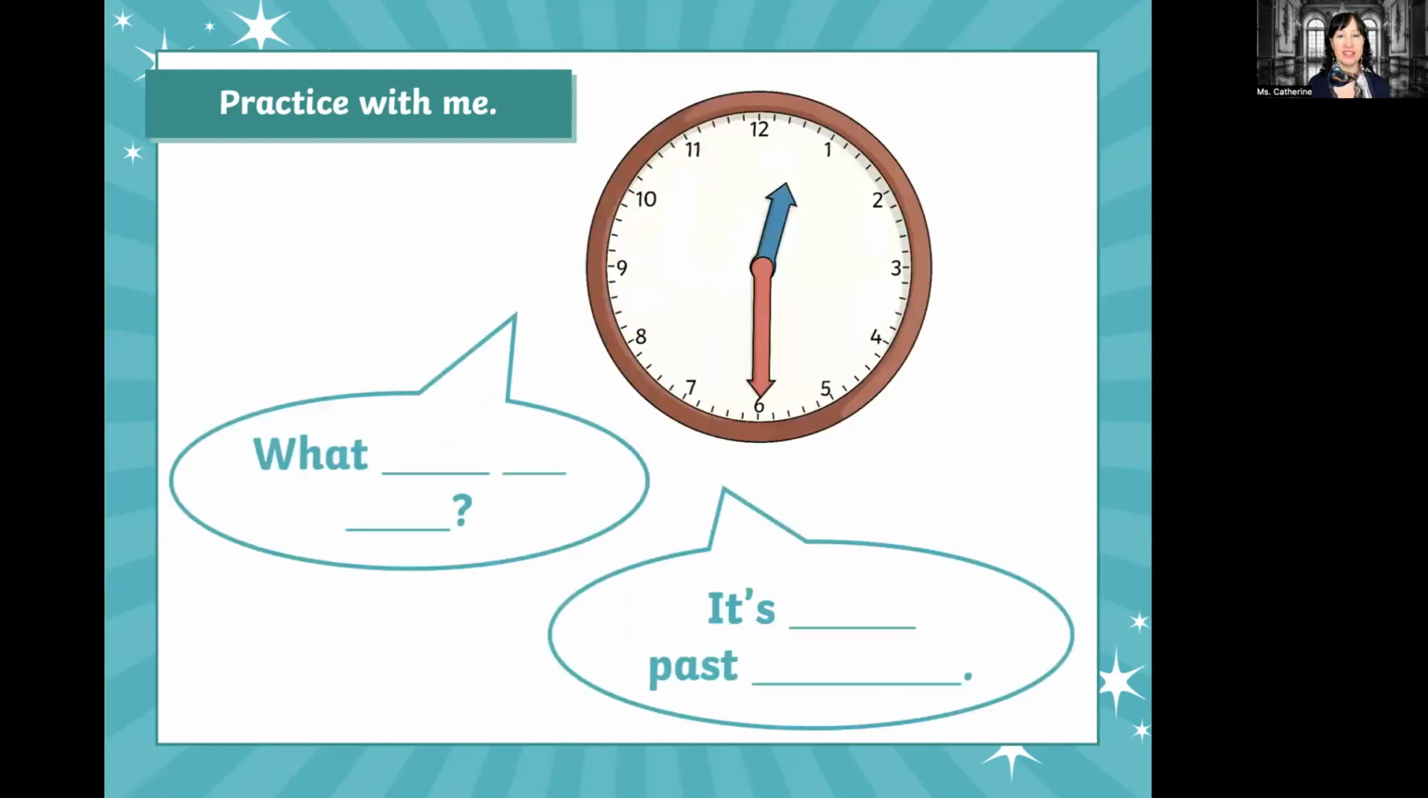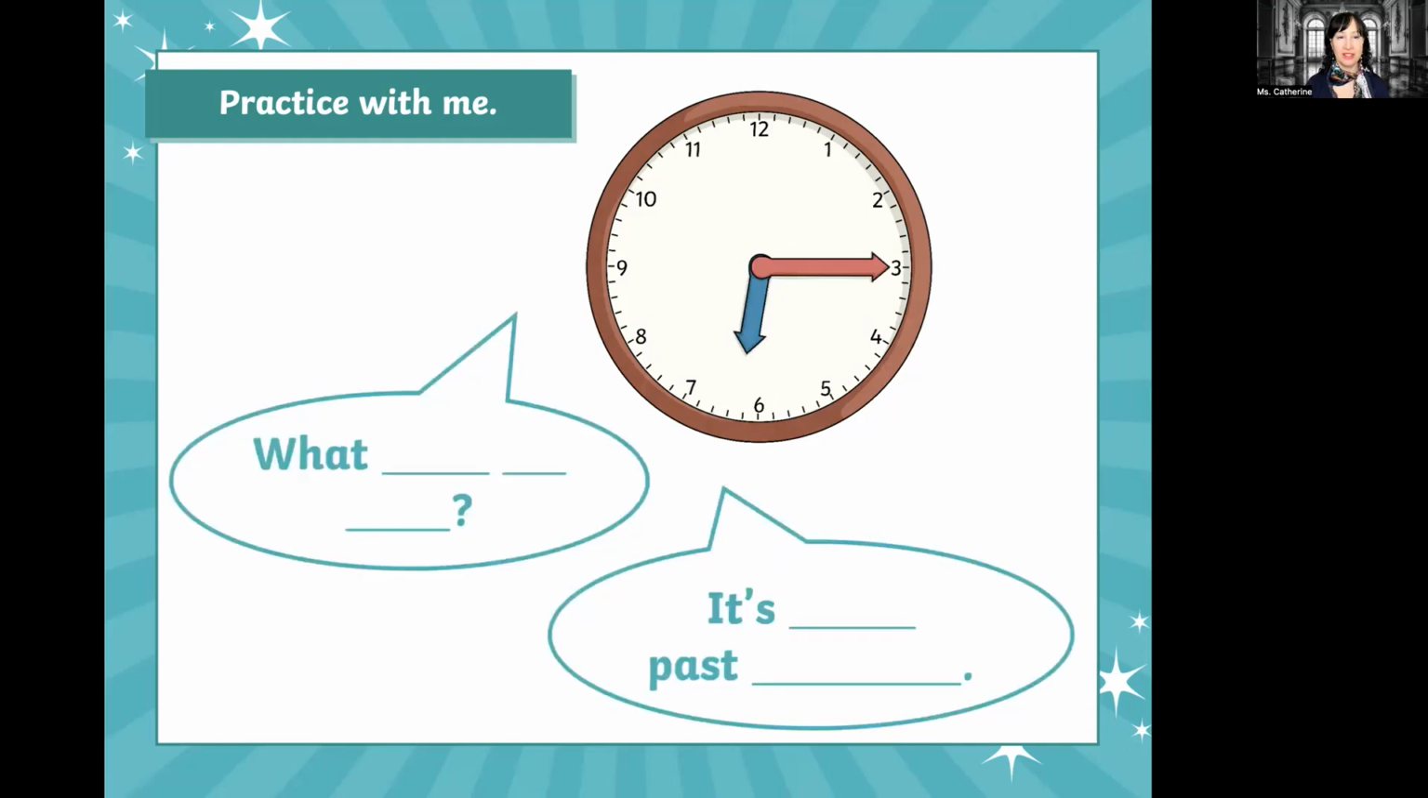Practice with me. What time is it? It's 12:30. Okay, the long hand here, the red arrow, is 30 minutes past the hour. Okay, it's in between the 12 and the 1, the shorthand, the blue arrow. Okay, so we know it's 12 o'clock. It's not 1 o'clock yet.